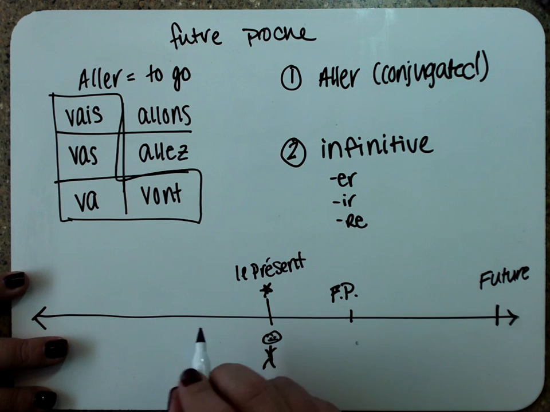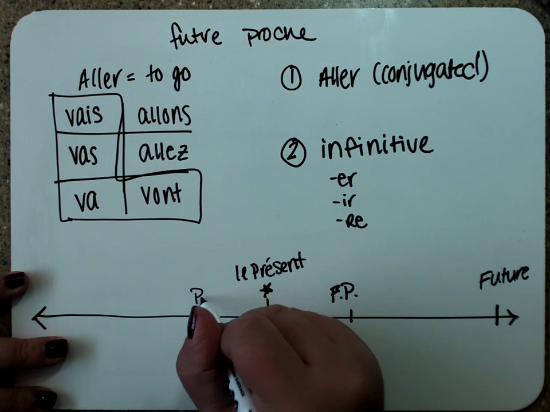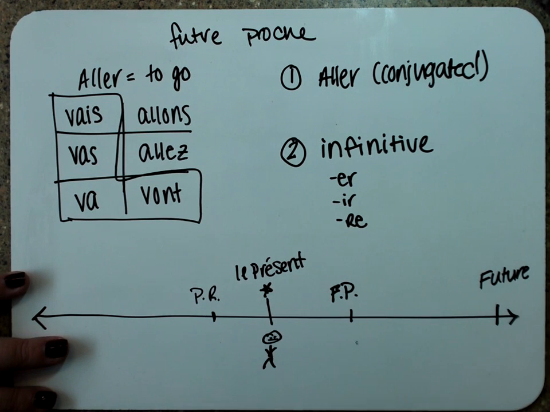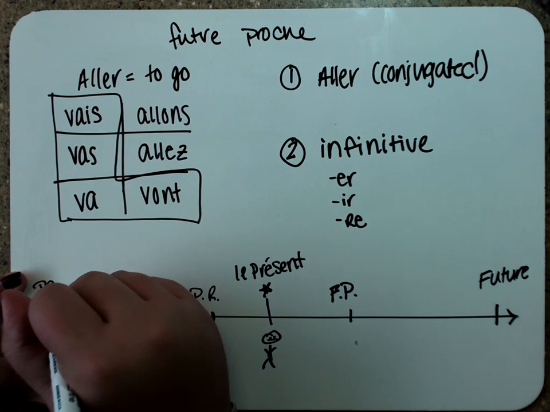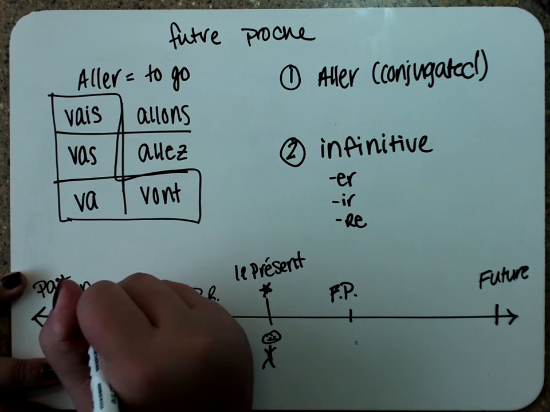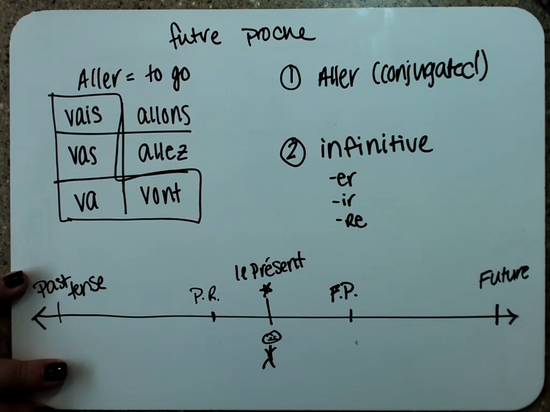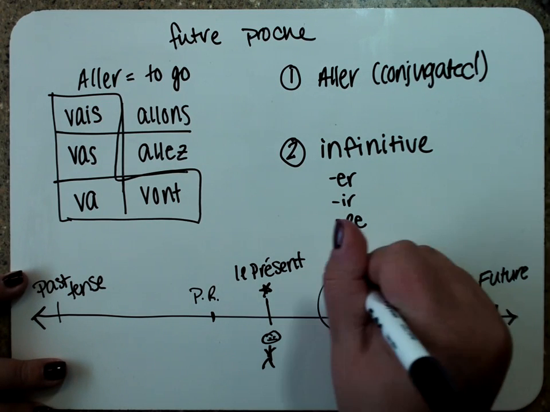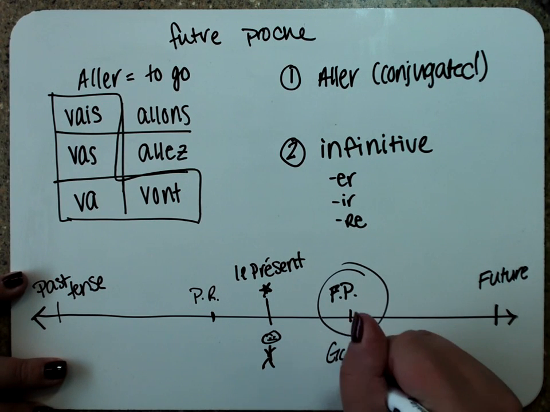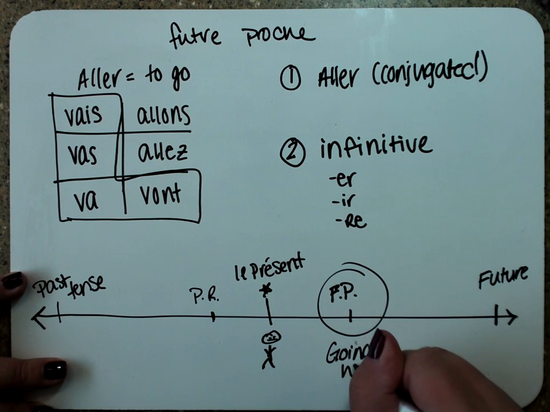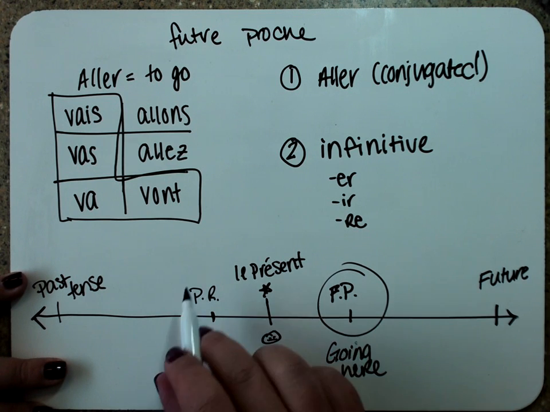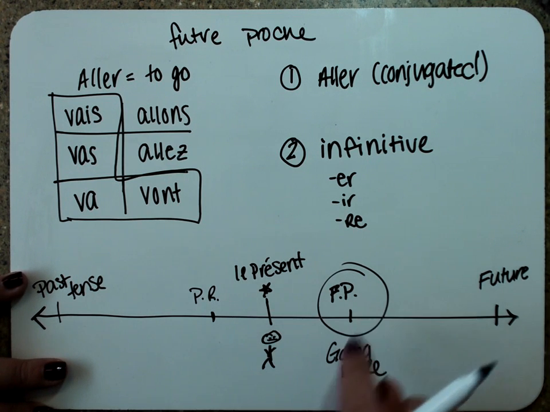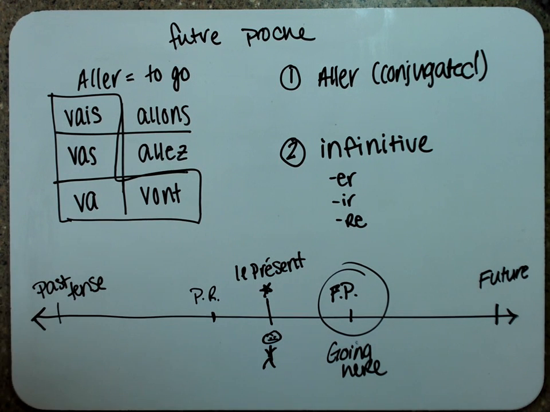And so after our present, we have le passé récent. We're going to talk about that in a little bit. And then way back here, we have the past tense. So it's helpful to know this going forward, that this is where we are going. So we're going here. And we're also going to end up going here. But we're going to talk about the futur proche for right now.